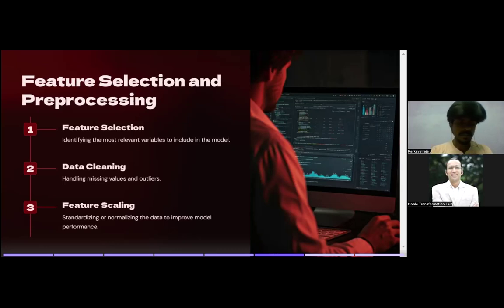Guys, in the code itself we are going to explain this, but for now understand: feature scaling is standardizing or normalizing the data to improve the model performance. Consider we have two columns, right? In one column there are one digit numbers only, like 0 to 9. In the other column we have four digit numbers which range from 4 ones to 4 nines.